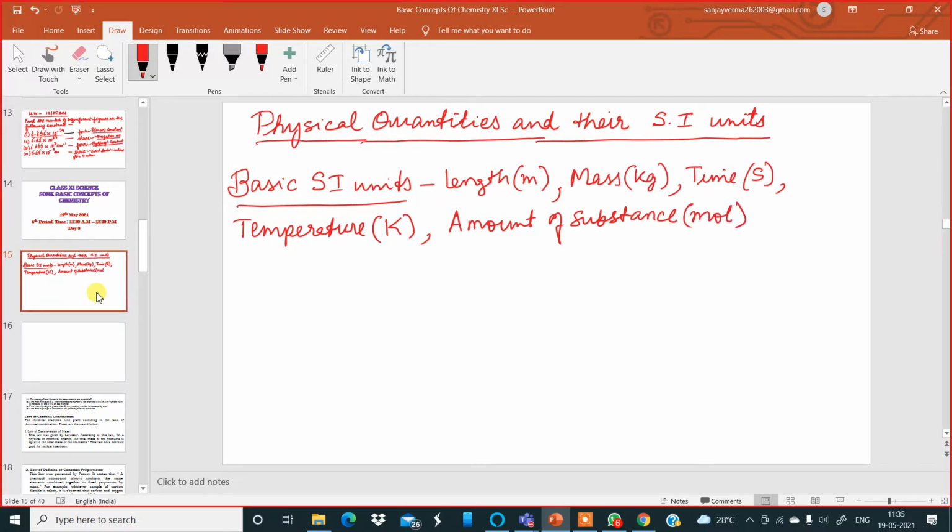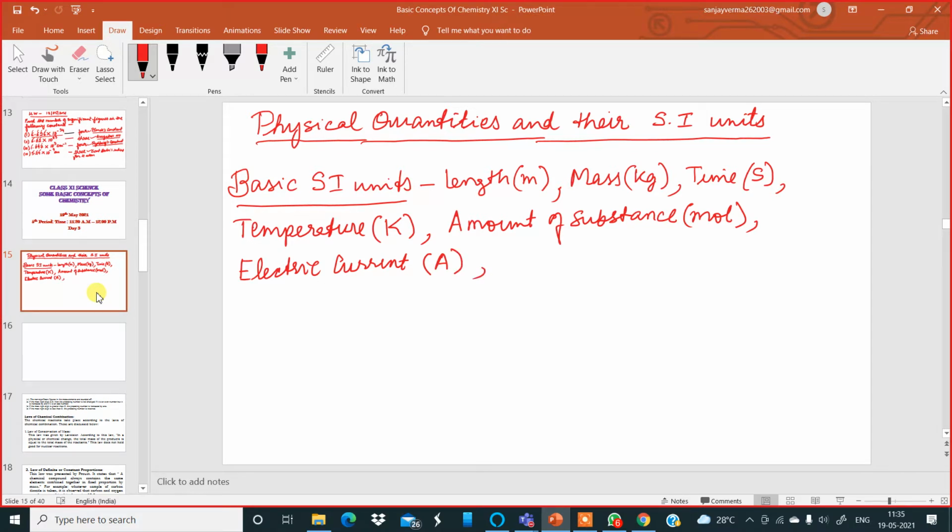Then there is also luminous intensity, but we can have one more before that: electric current. Electric current is a basic unit. So electric current, its unit is what? Do you remember? It is ampere.